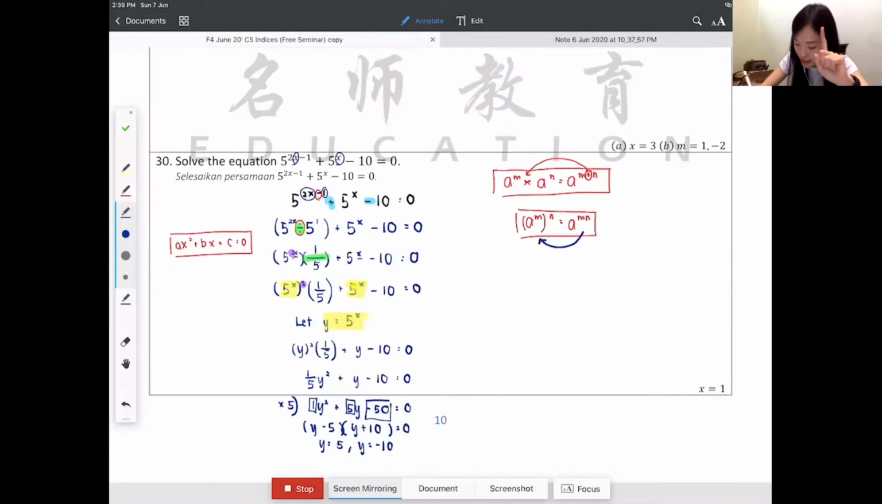So let me show you the working. You get Y is 5, and Y is negative 10. Correct? But Y is just a replacement in the process. At the end, you must put Y back to the original name. Can you see my yellow color highlighter? So Y is actually 5 power X. Can you see that? Then only you can get the 5X answer, correct?